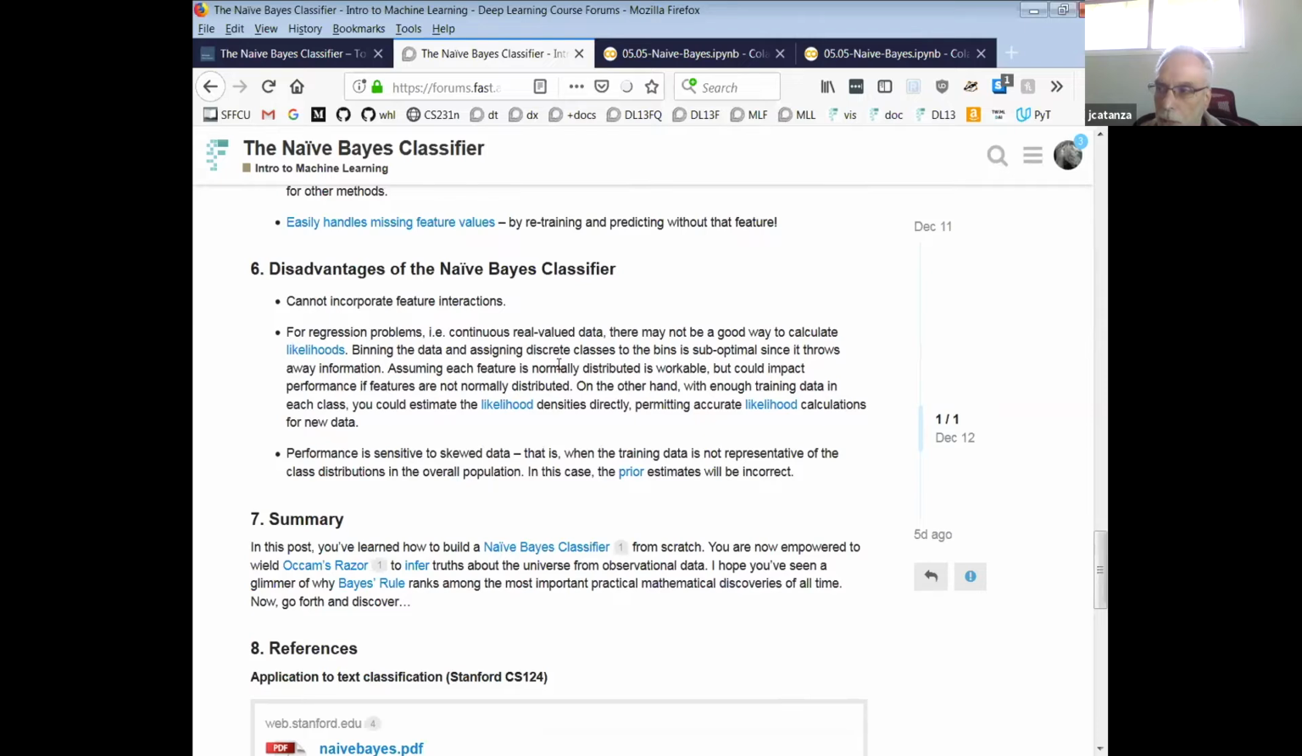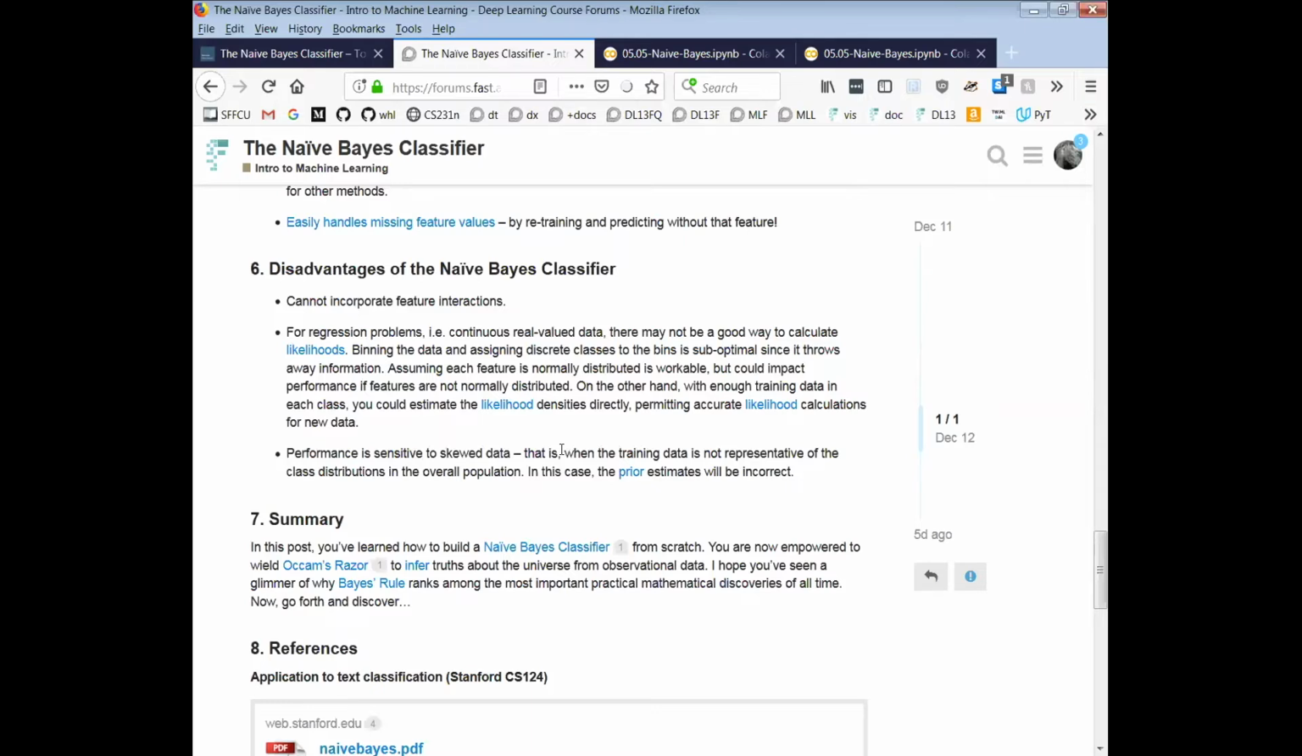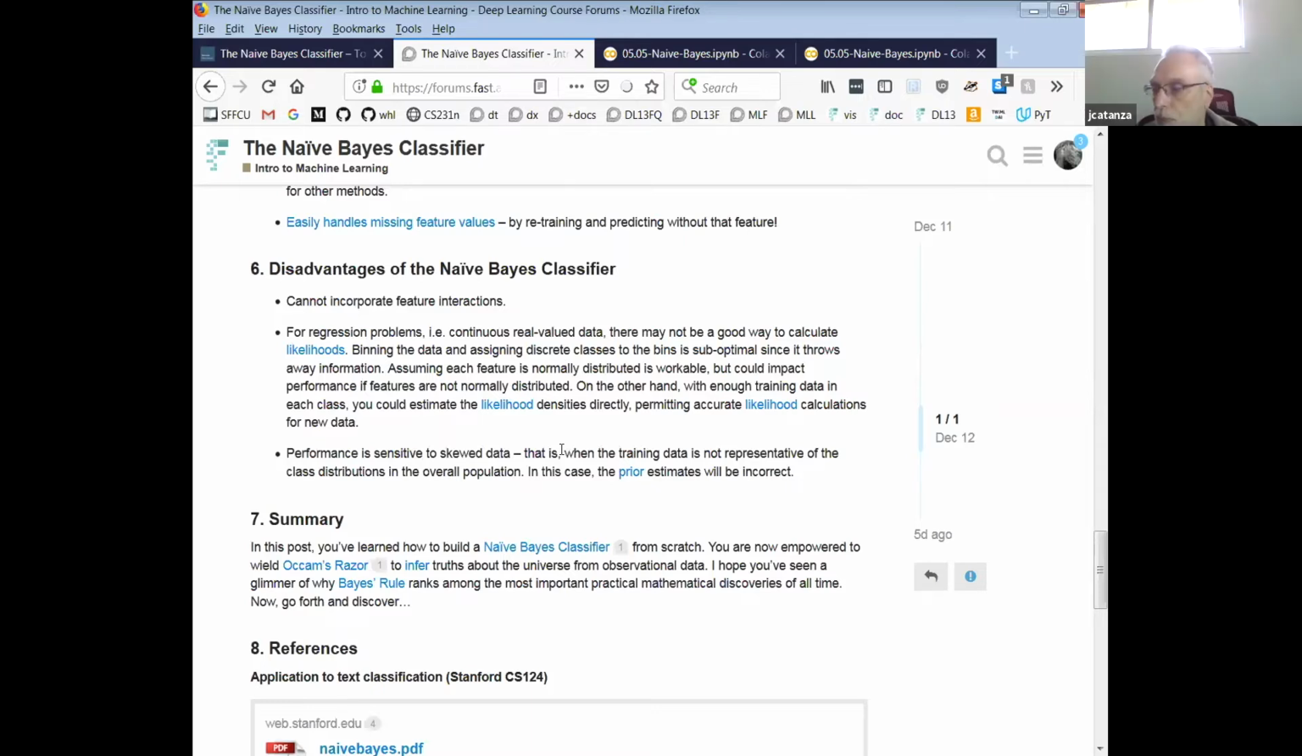And the features should be normally distributed, that's the assumption in naive Bayes. If they're not distributed like a Gaussian, then you can run into trouble. Also the performance is sensitive to skewed data. If your sample doesn't properly represent the proportions of the different classes, then your priors are going to be all wrong, and your performance could take a hit if you don't have good priors.